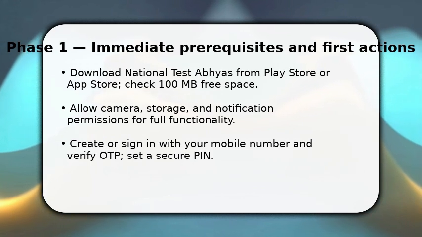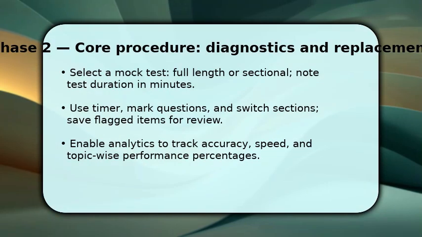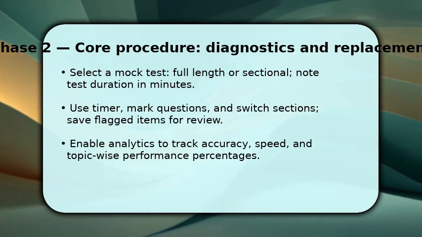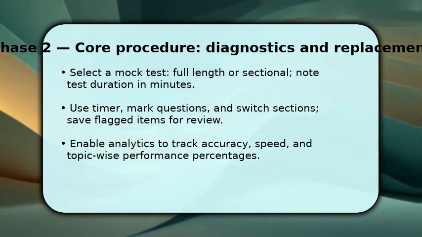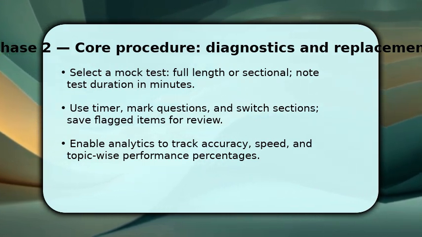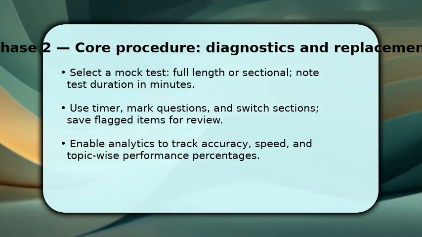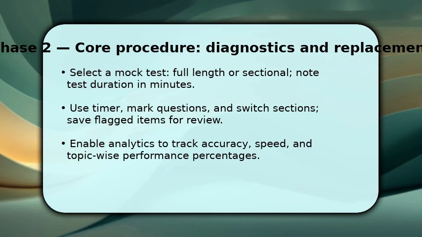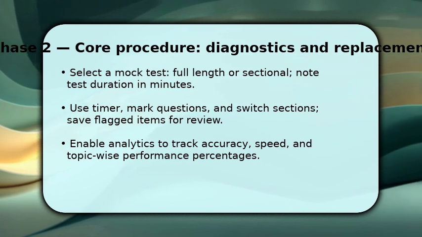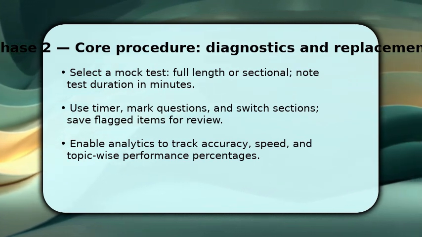You'll now begin practicing with intention. Pick either a full-length mock or sectional test and confirm the test duration before starting. During the test, use the timer, mark questions you want to revisit, and switch sections when allowed. This improves time allocation. After finishing, view detailed analytics to see accuracy, time per question, and topic-wise performance percentages so you know where to focus.